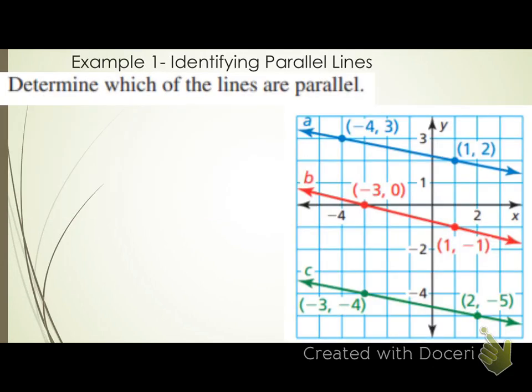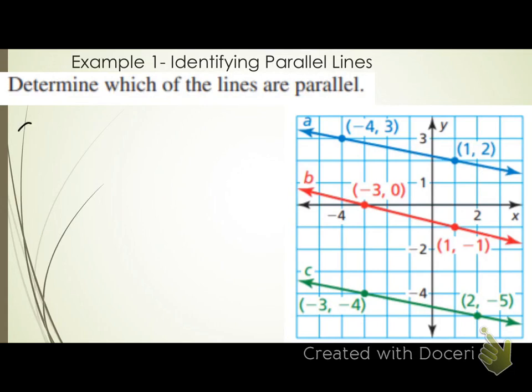Example 1. Determine which of the lines, if any, are parallel. You could just try to guess, but we now have a method to determine if lines are for sure parallel or not. So what do you think I'm going to have to do with all three of these lines before I determine anything? Check the slope. Find all of their slopes. If any of the lines have the same slope, then I know they're for sure parallel to each other. Does that make sense?